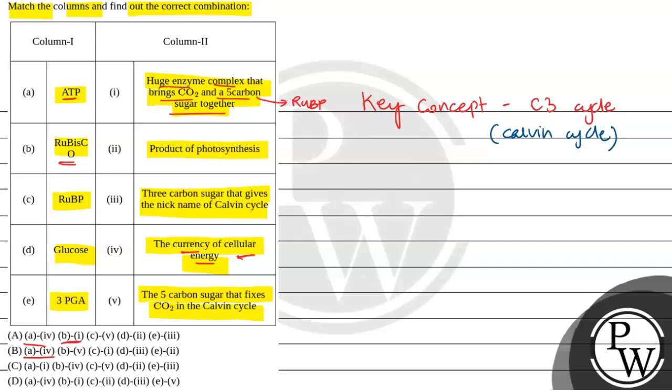Then C is given RuBP. RuBP is basically the 5 carbon sugar that fixes the carbon dioxide in the Calvin cycle. So C का हो गया 5. Then D is glucose. Glucose is basically the product of photosynthesis. So D का हो गया 2. And 3-PGA is the 3-carbon sugar that gives the nickname of the Calvin cycle. इसे C3 cycle इसलिए बोलते हैं because the first stable compound is a C3 acid. So E का हो गया 3.